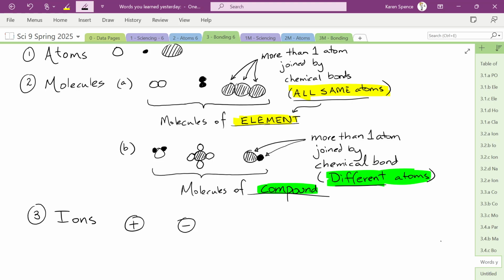Do you guys remember alkaline earth metals are in group 2? How many valence electrons do they have? 2. So when they form an ion, how many electrons do they lose? 2. So what charge do they become? Positive 2, because you've lost 2 negative things. So you might have an ion that is 2 positive or 3 negative or whatever. Yes? So those are ions.